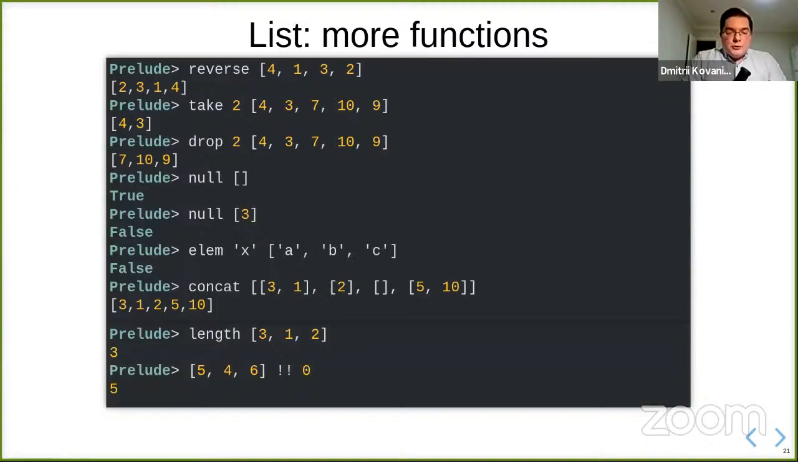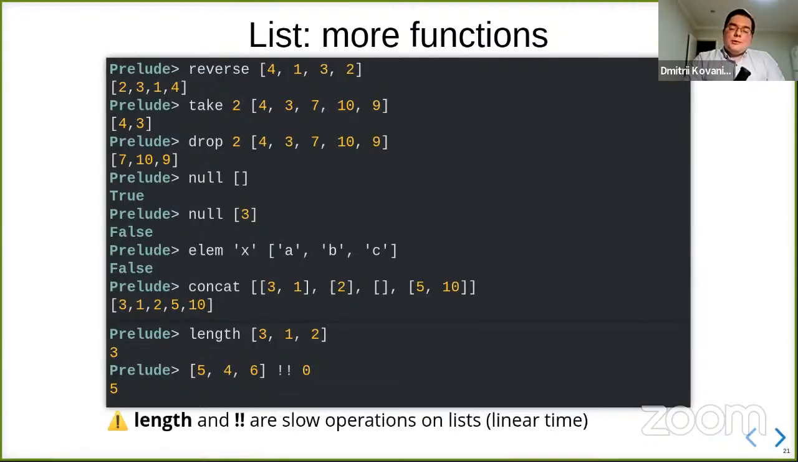Other functions are usual stuff like length. Length returns the number of elements in the list, as the name suggests. And there is this double exclamation operator, which is like an index operator. It returns the element of the list by the index. So element indexes of a list in Haskell start with 0. So the element by the index 0 is just 5, so the first element of the list.